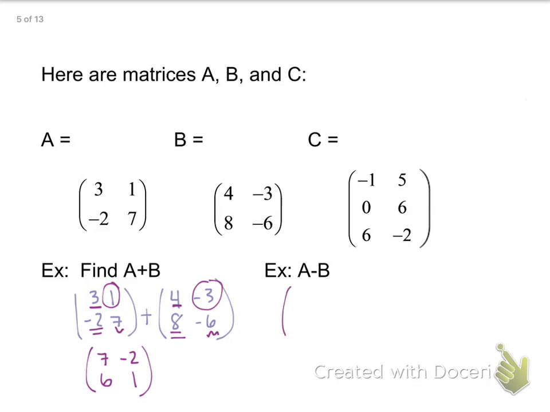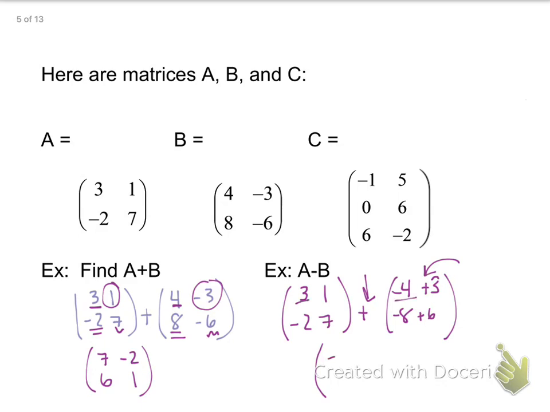Okay, my next one is A minus B. So the easiest thing to do is distribute that negative to everything behind it. So I'm going to make this a plus and flip all my signs behind it so I don't mess up any negatives, because plus signs are way easier to work with than a minus and a negative. So I made it a plus sign and I flipped every sign that was sitting behind it. So 3 plus negative 4, 1 plus 3, negative 2 plus negative 8, and 7 plus 6 is my new answer.